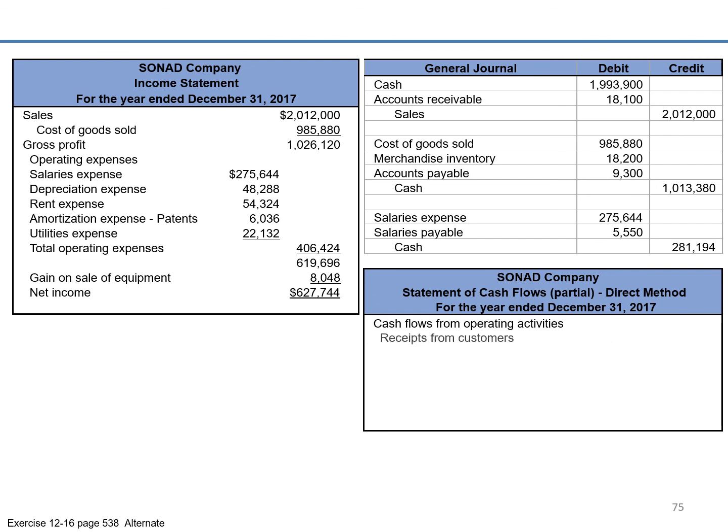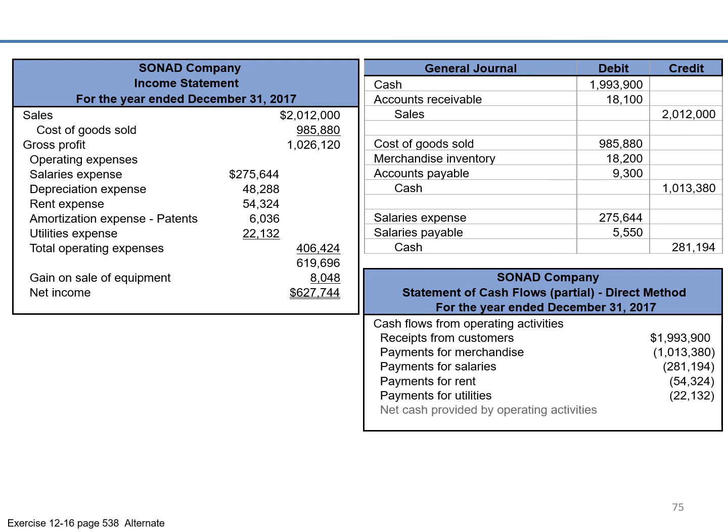So if we prepare our statement, we have receipts from customers, $1,993,900. Payments for merchandise, $1,013,380. And salary, $281,194. Payment for rent, there's no rent payable on our balance sheet, so we can assume all that rent expense is cash. Utilities, there's no utility payable on our balance sheet, so we can assume that is all cash. So we have net cash provided by operating activities of $622,870. Okay, hope you did well on that one.